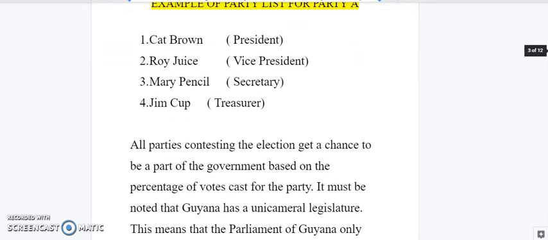Then all parties contesting the election get a chance to be a part of the government based on the percentage of votes cast for the party. I hope you are following me.